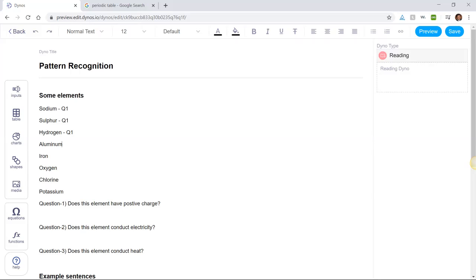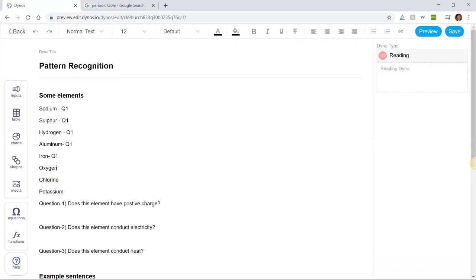Hydrogen has positive, right? Aluminum. Yeah. Positive and negative. No, it has both. All of them have both, except for hydrogen. I don't know about hydrogen, but I'm pretty positive that aluminum has positive. It doesn't have negative. Iron.